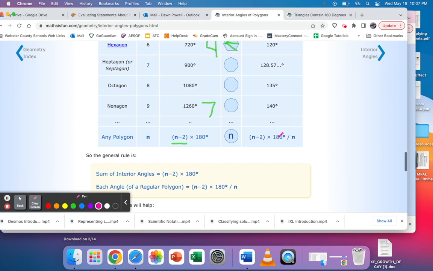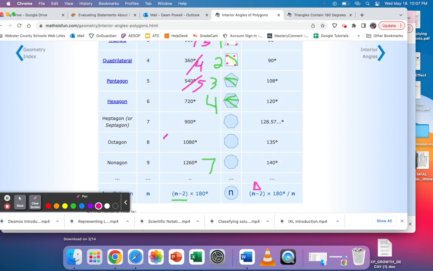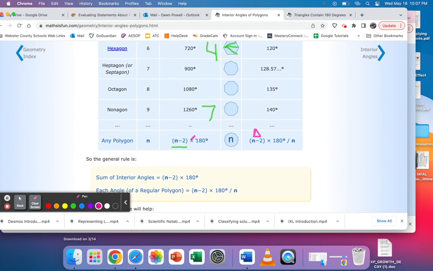Therefore, that's how they're getting this formula right here. You take the number of sides, subtract 2, because that tells you how many triangles are in the shape. So you take the number of triangles, you multiply by 180, and if you're trying to find one angle, if it's regular, then you divide by how many angles there were. So that's pretty much a table that I would suggest you put in your math notebook along with these formulas right here.